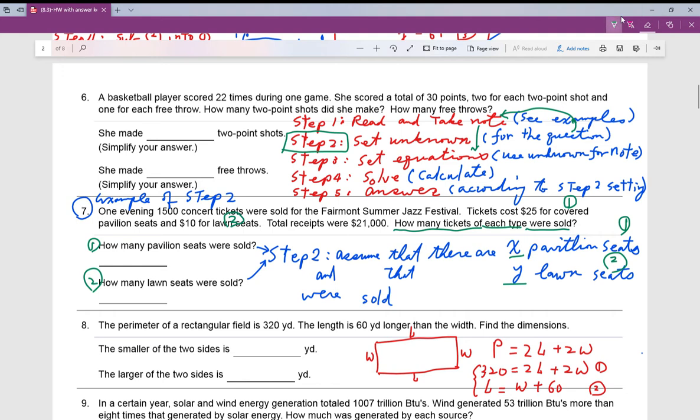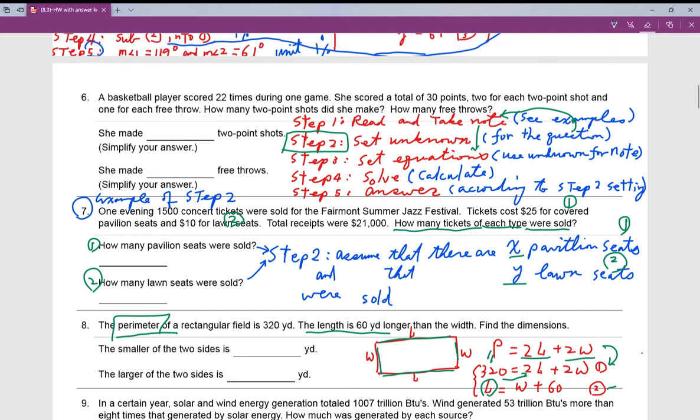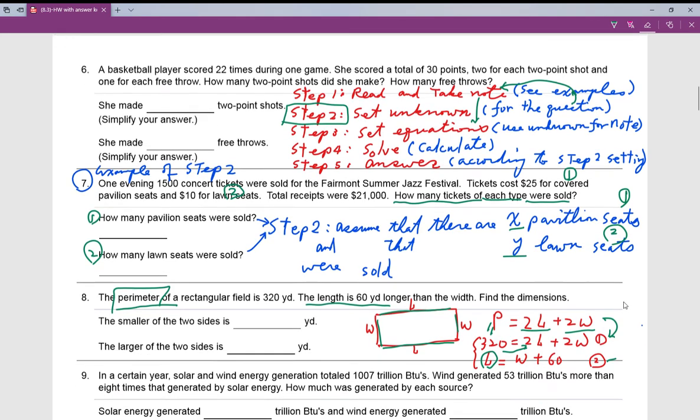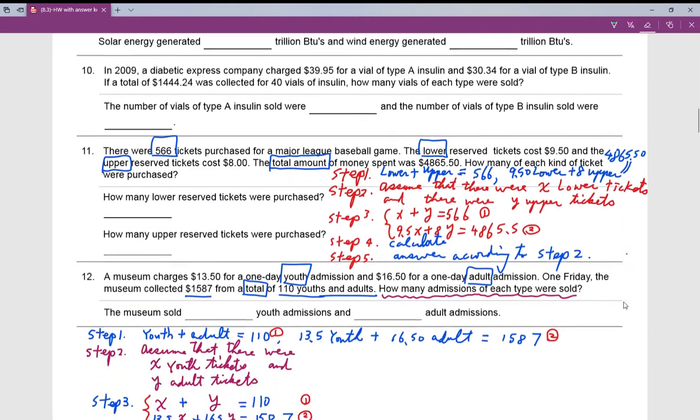Now number 8. When you have perimeter questions, perimeter means each side added together. You have 4 sides, 2 lengths plus 2 widths added together; we call it the perimeter. So it's kind of a formula for you. If they say the perimeter is 320, then you follow the formula. That's one equation, and then you translate the second sentence into the second equation. For this question, you may use the substitution method because they already solved for one variable for you. Now we keep going. That's a similar question, and you can try it by yourself.